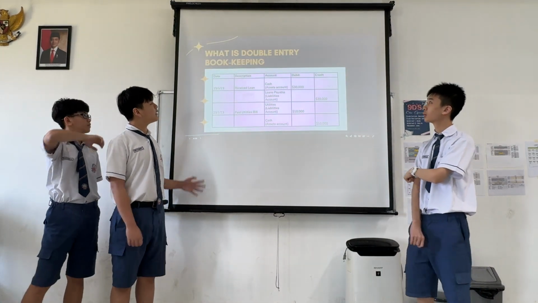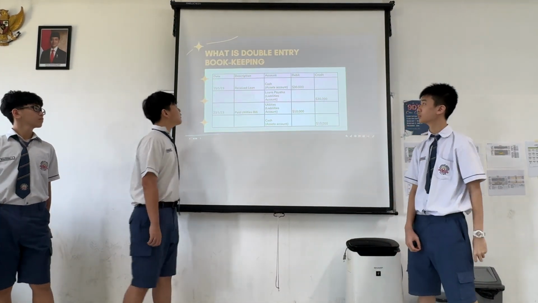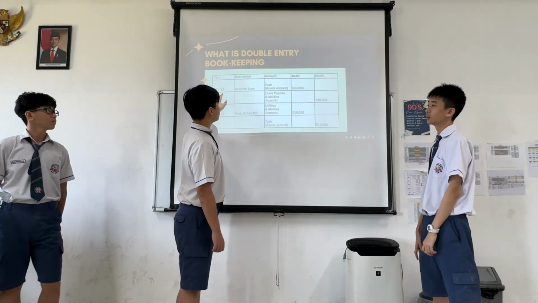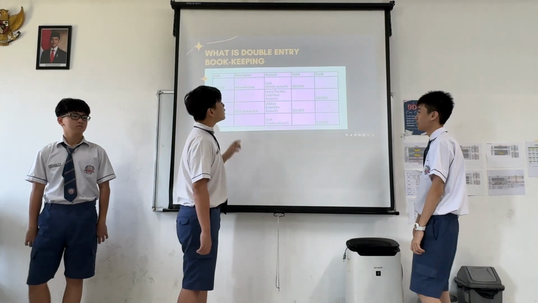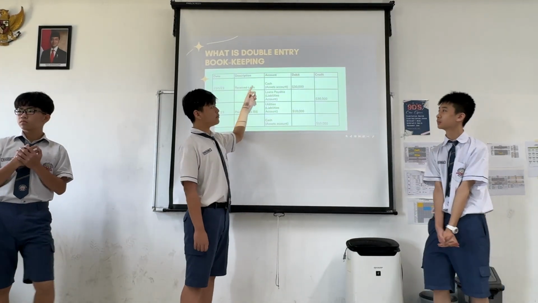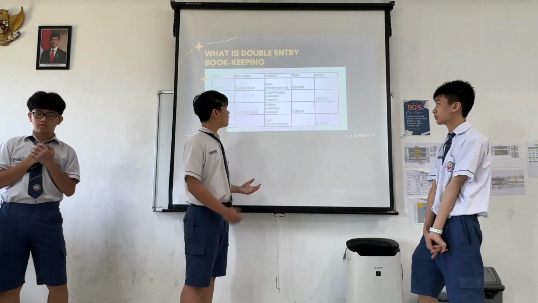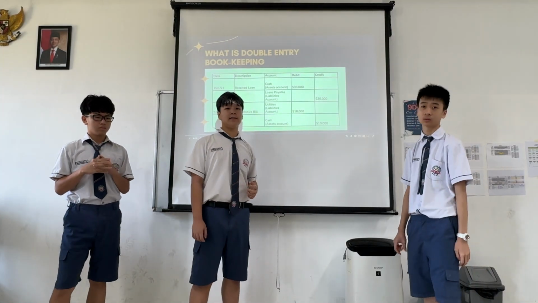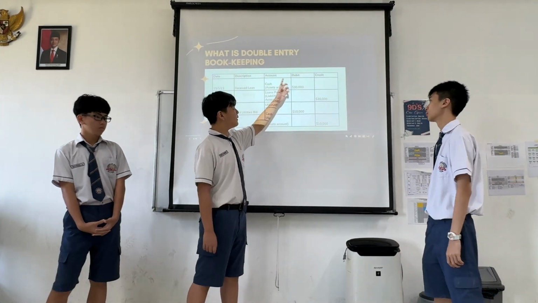Alright, so what is the double entry bookkeeping system? As we see here, the date is 15/1/23, the receipt of a loan. When you receive a loan, you receive cash as a loan. So it's going to be a debit because your assets increase. So the debit will be placed here.